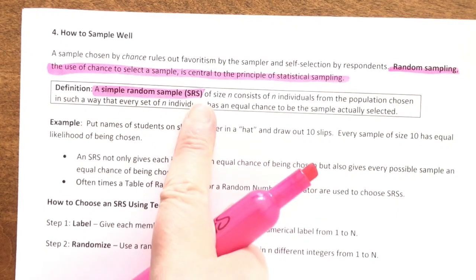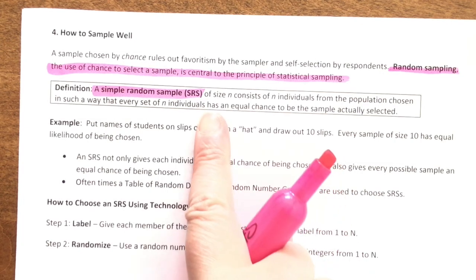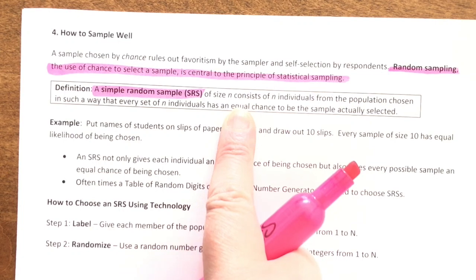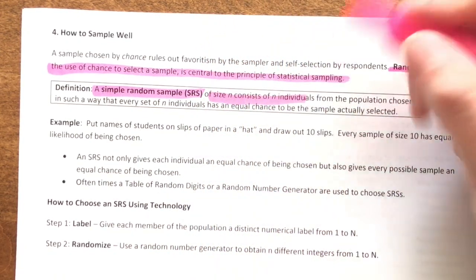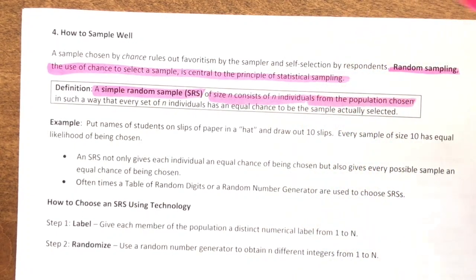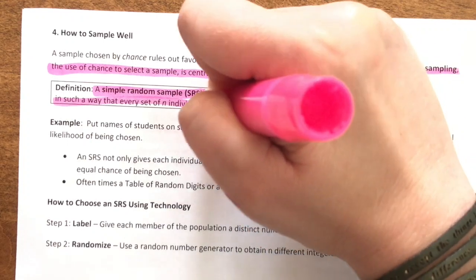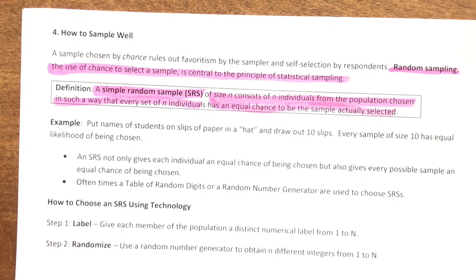It's very important that you note that when you see SRS, that stands for a simple random sample, and it is so important that you know this definition, as with all the other definitions in here. A simple random sample of size n consists of n individuals from the population chosen in such a way that every set of n individuals has an equal chance to be the sample actually selected. And I'm even going to underline that.